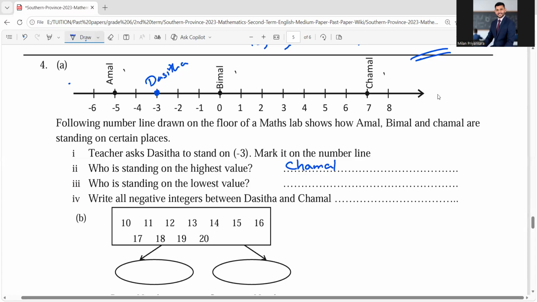When you go towards the right side of the number line, you know that the value increases. Who is standing on the lowest value? That is Amal. Amal is standing on -5. Write all negative integers between Dasitha and Chamal. The negative integers between Dasitha and Chamal are -2 and -1 only.